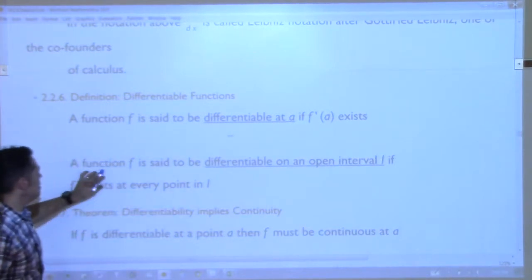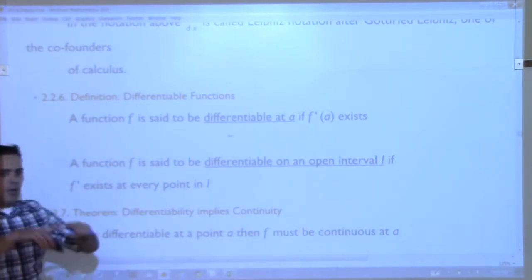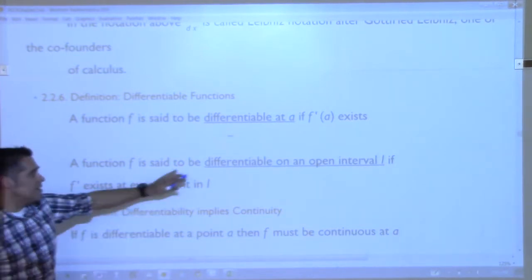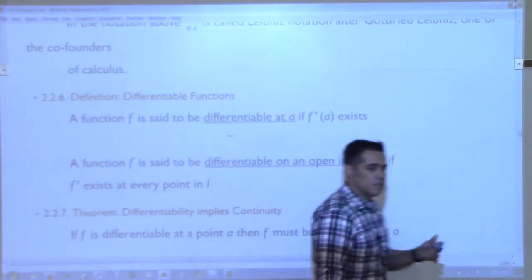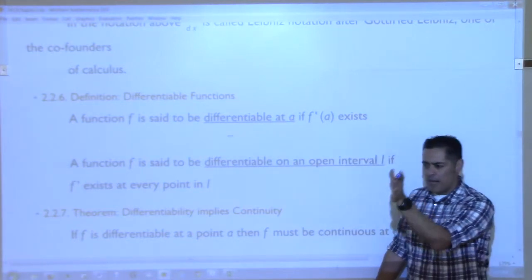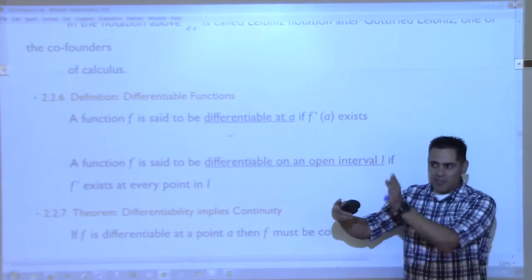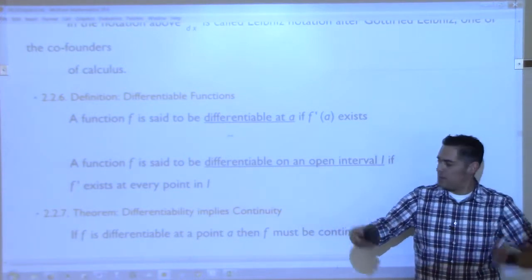If the function is differentiable on an entire interval, at every point inside the interval, then we say it's differentiable on the open interval. So there's a difference between being differentiable at a point versus an interval. Interval is a very strong condition because it means at every single point that limit exists.